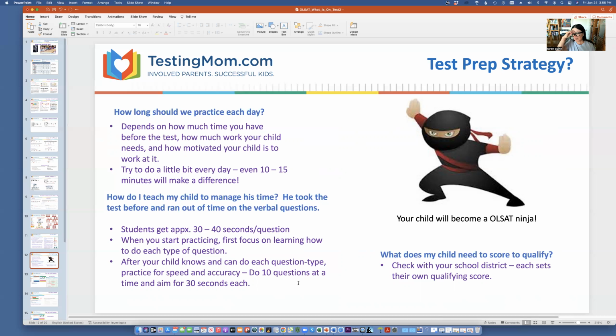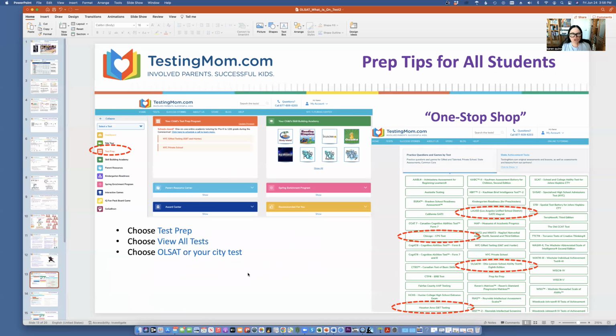Another question a lot of people ask is, well, what does my child need to score to qualify? And the answer to that is every school district does it differently. So you have to check with your own school district as to what the score requirements are. Generally, it depends on the program. It could be anywhere from 97th to 99th percentile, or in some cases 90th to 99th percentile. It's just going to depend on your school district. So check with them.